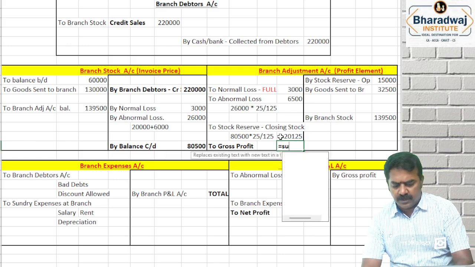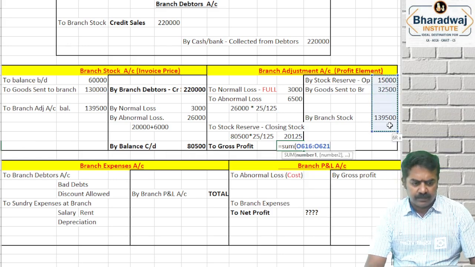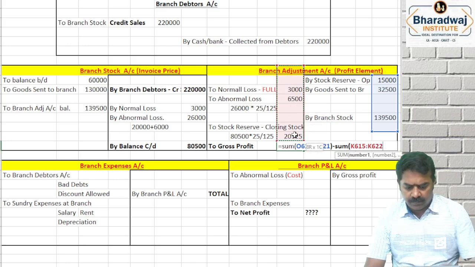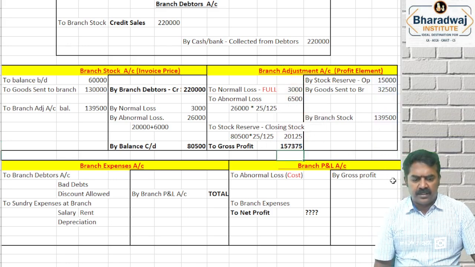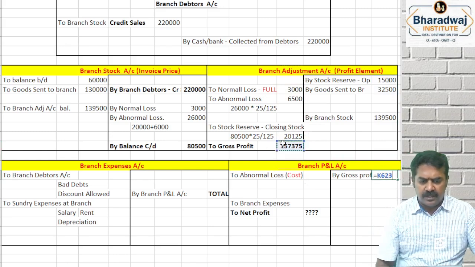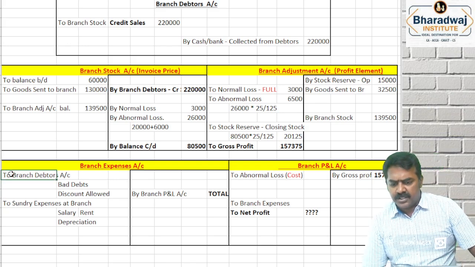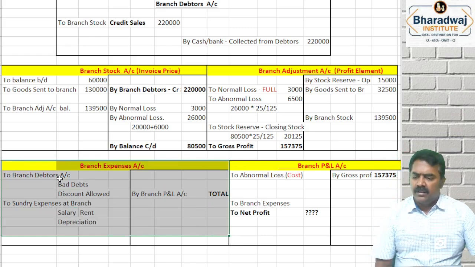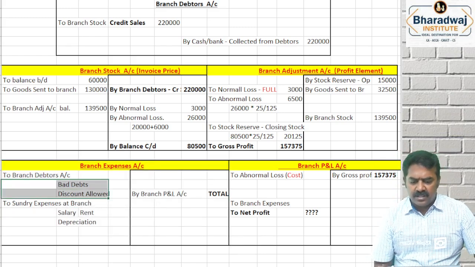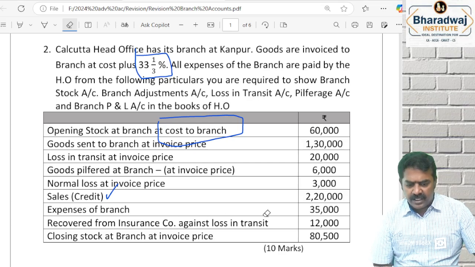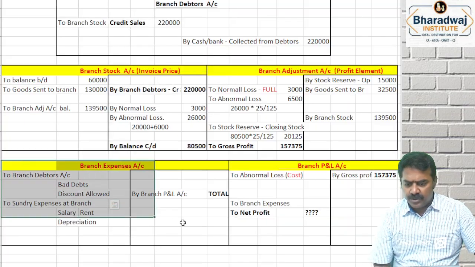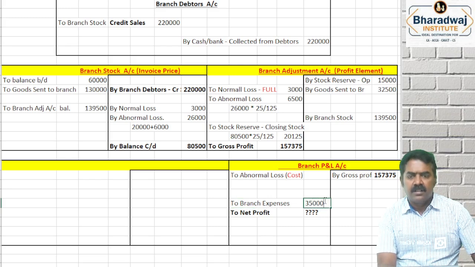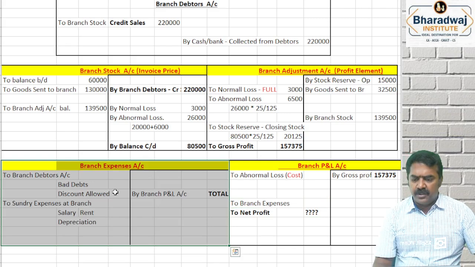Tally this, you get the gross profit. 1,57,000. This will come in gross profit. In the question, no need to prepare the branch expense account. Why? We are not given bad debts and discount allowed. Sundry expense of the branch is directly given to us. Expense of the branch, how much is given? 35,000. So no need to prepare the account itself. So directly we can charge branch expenses, how much? 35,000.